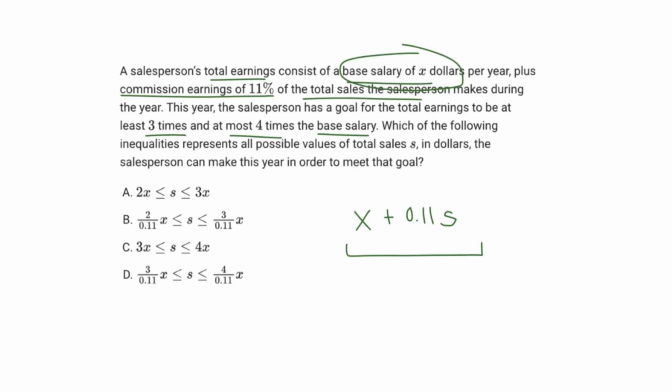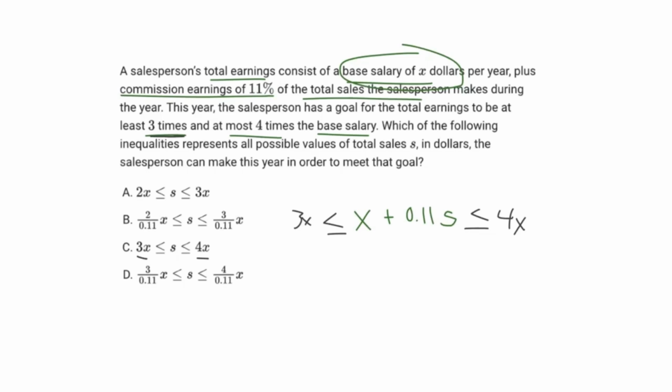So I'm actually just going to erase this and write our inequality. So we know that has to be at least 3 times the base salary. So 3x is less than or equal to our total earnings, and at most 4 times the base salary. So that's going to be less than or equal to 4x. All right, so now that we're looking at our answer choices, none of them actually line up, right? C is similar, right, with 3x and 4x, but it just has s in the middle, whereas we have x plus 0.11s. Therefore, in order to actually get an answer that matches up with one of the answer choices, we need to simplify this inequality.